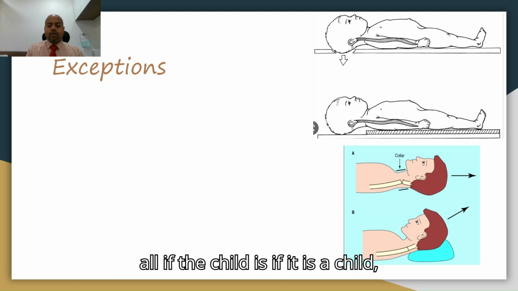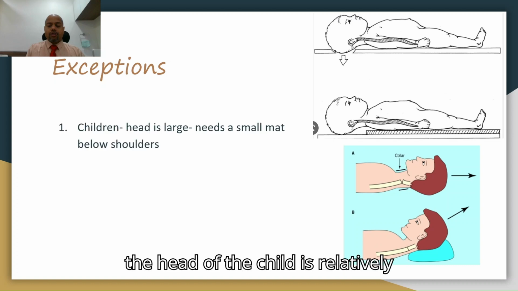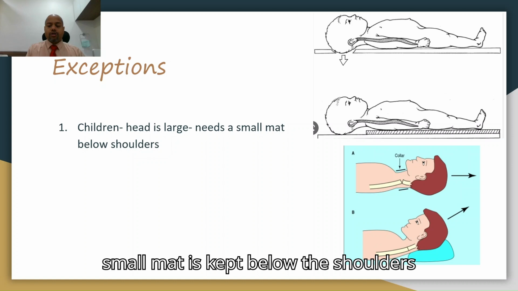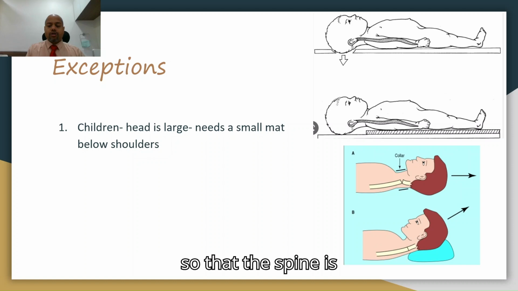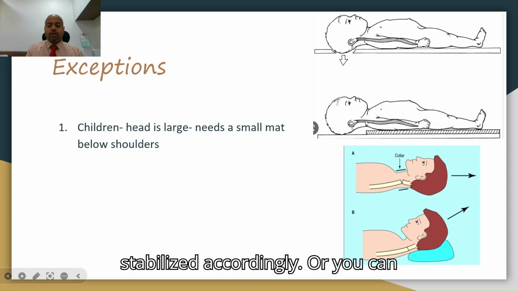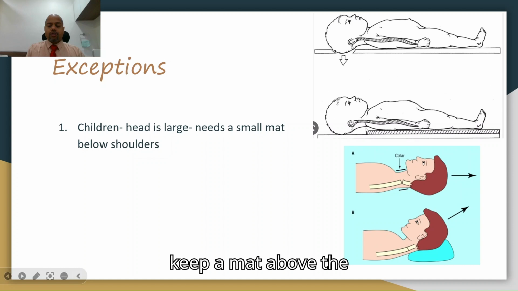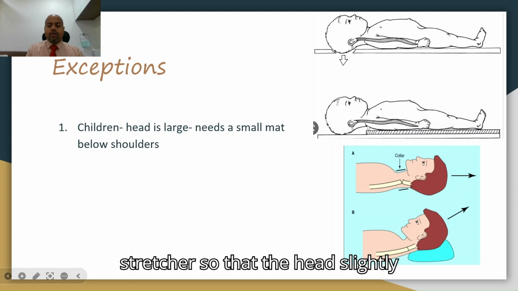Okay, there are two exceptions in which you change how you immobilize a spinal cord injury patient. First of all, if it is a child, the head of the child is relatively larger than the body, hence a small mat is kept below the shoulders so that the spine is stabilized accordingly, or you can make a small hole in the mat, or you can keep a mat above the stretcher so that the head slightly goes down.